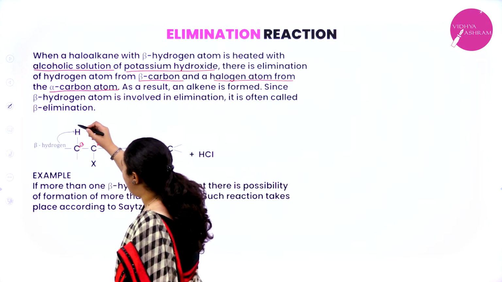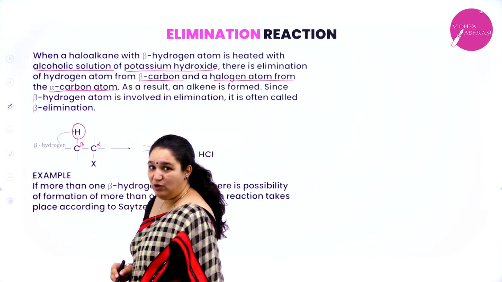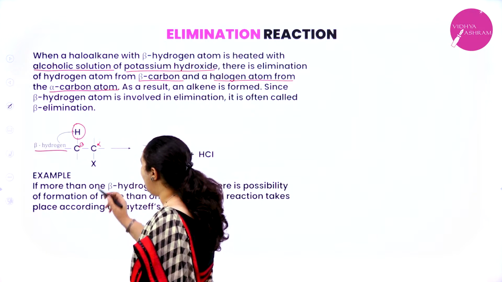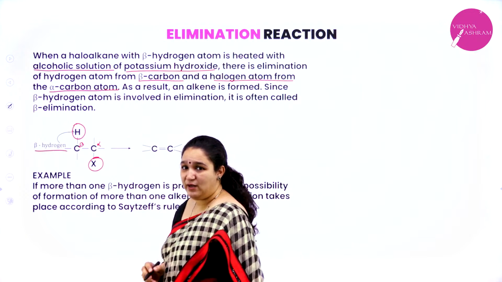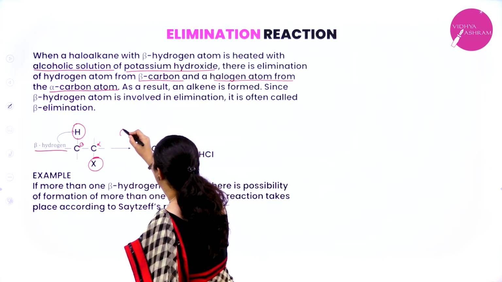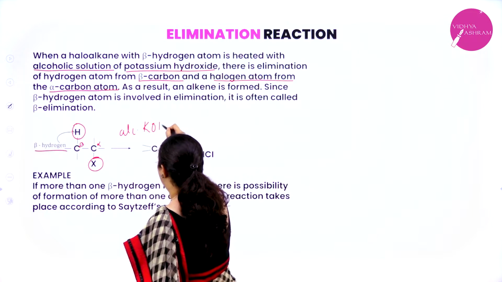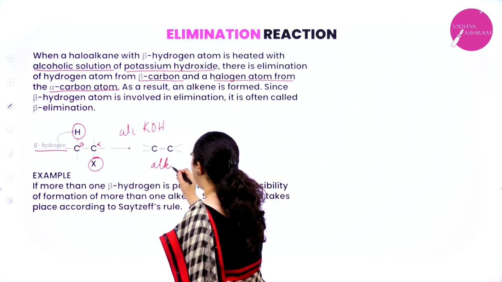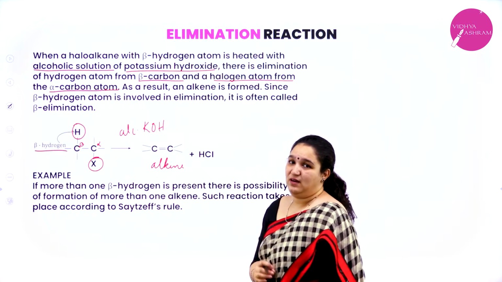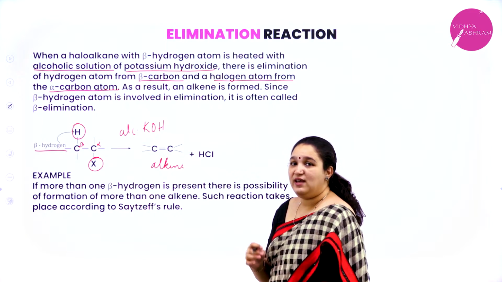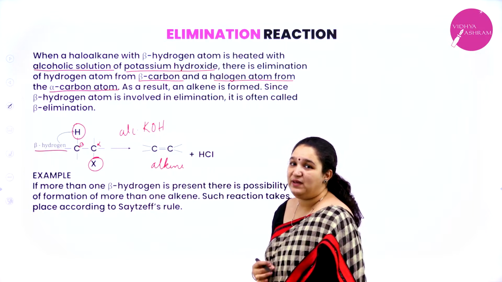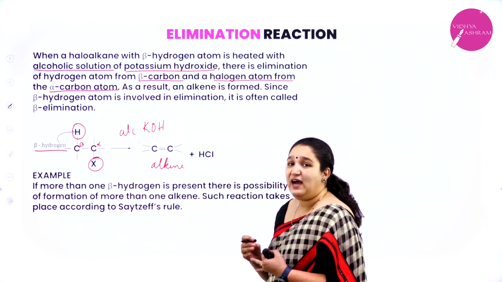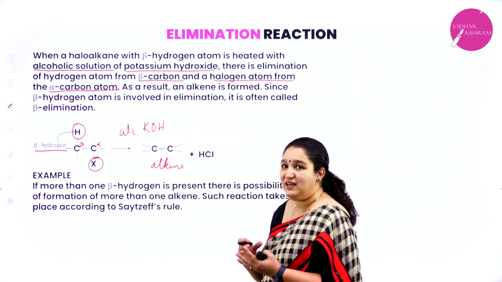From beta carbon atom, the hydrogen atom is removed. That hydrogen is called as beta hydrogen. And from alpha carbon atom, halogen will get removed in the presence of alcoholic KOH, okay, to give alkene. This reaction is called as beta elimination reaction, or it is also called as dehydrohalogenation.